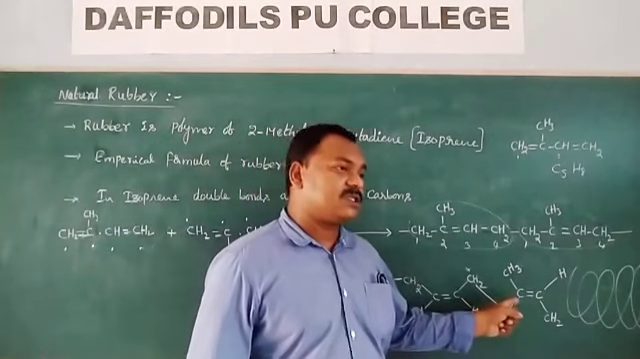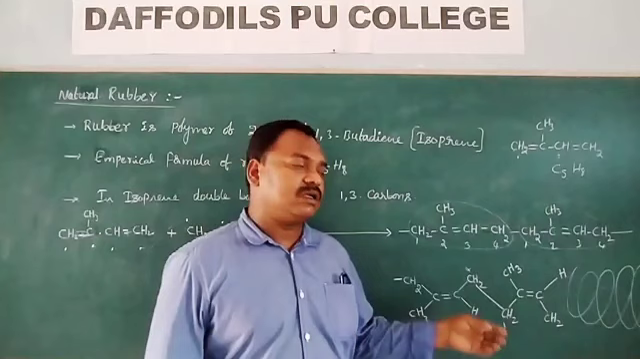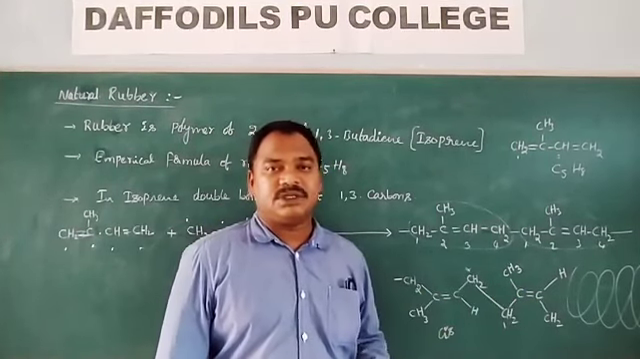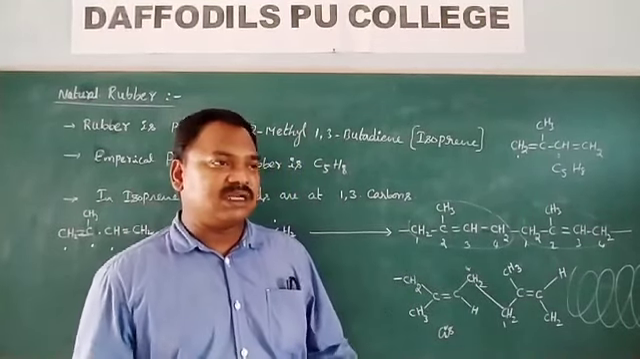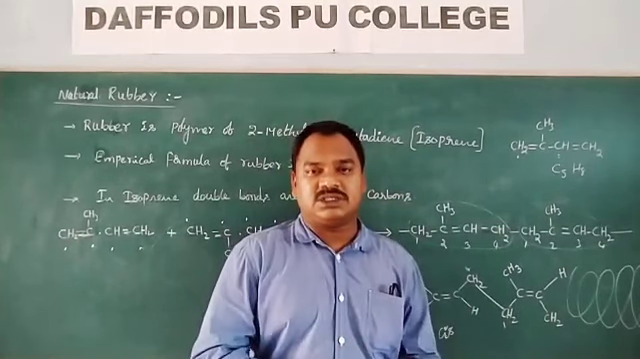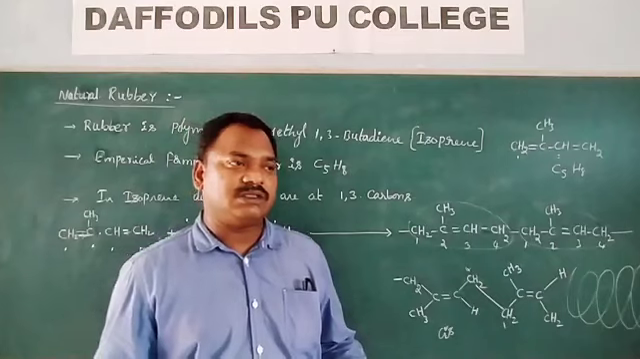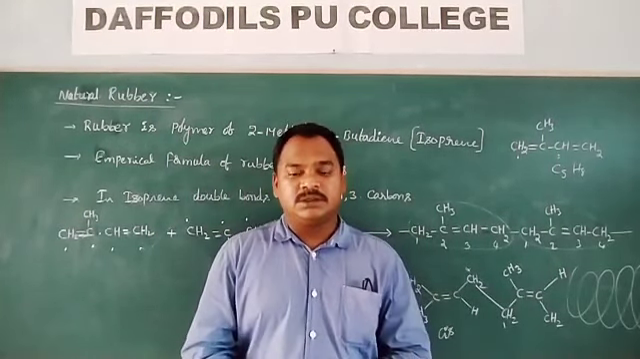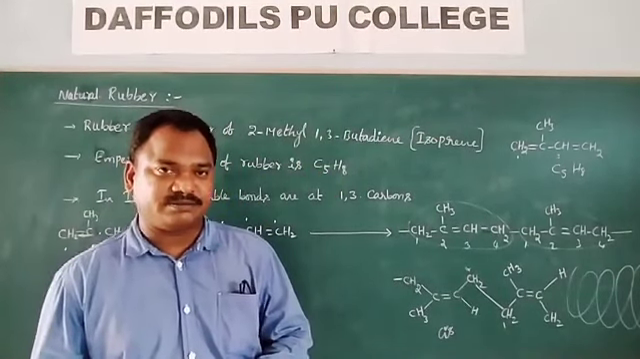Trans configuration isomers of isoprene units, or simply trans configuration rubber, is called gutta percha. It does not have the elastic nature. It has some bad qualities. It is not commercially that useful. The cis configuration one is very useful.